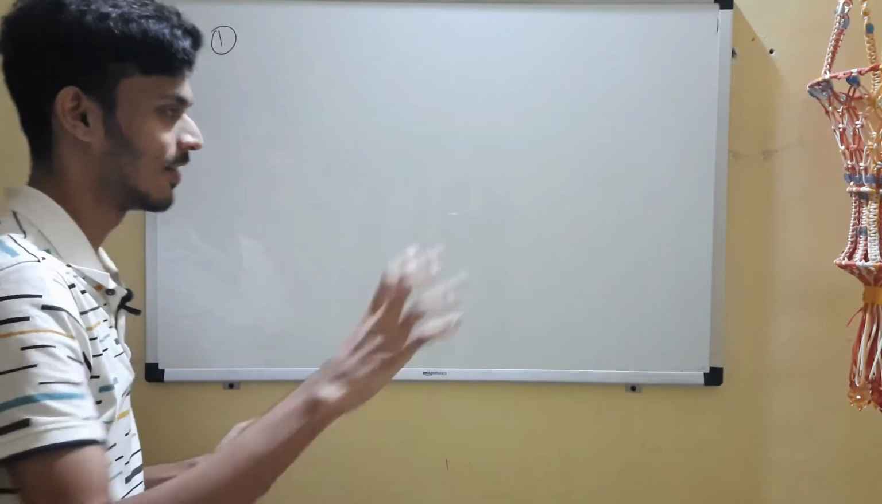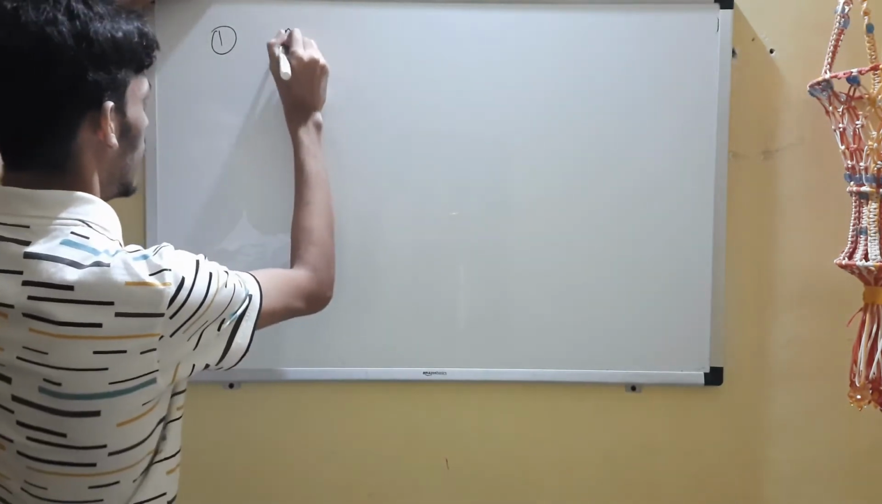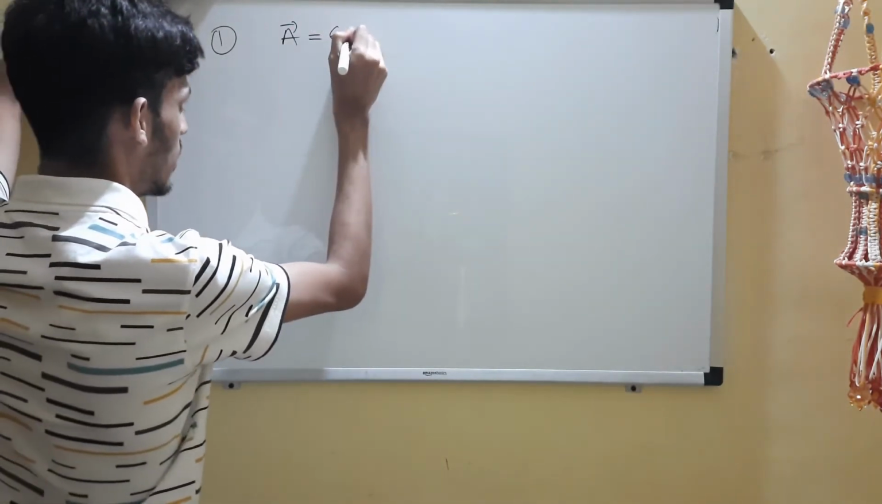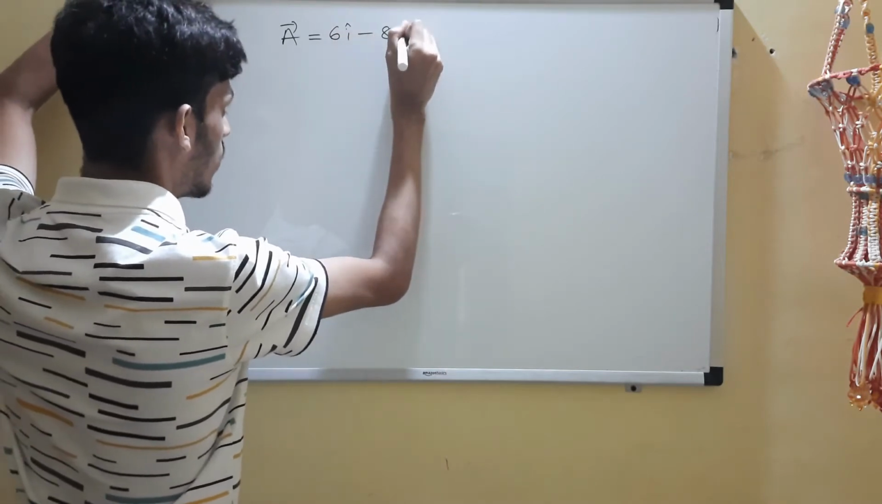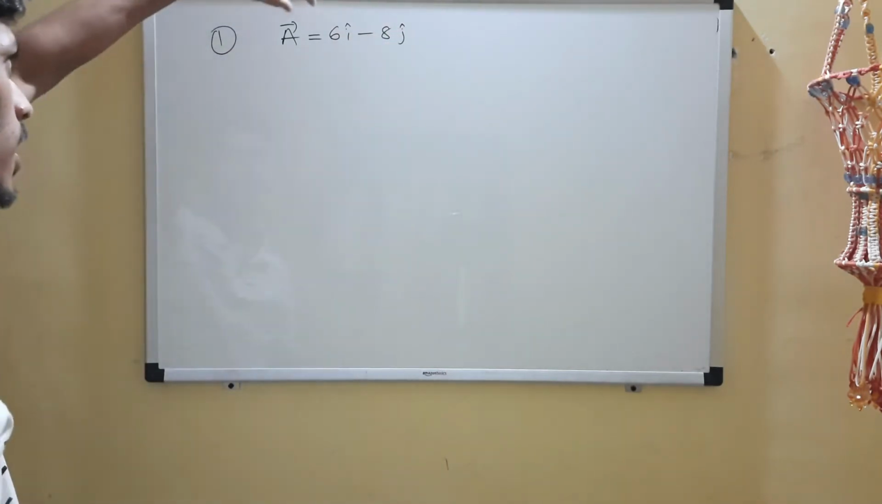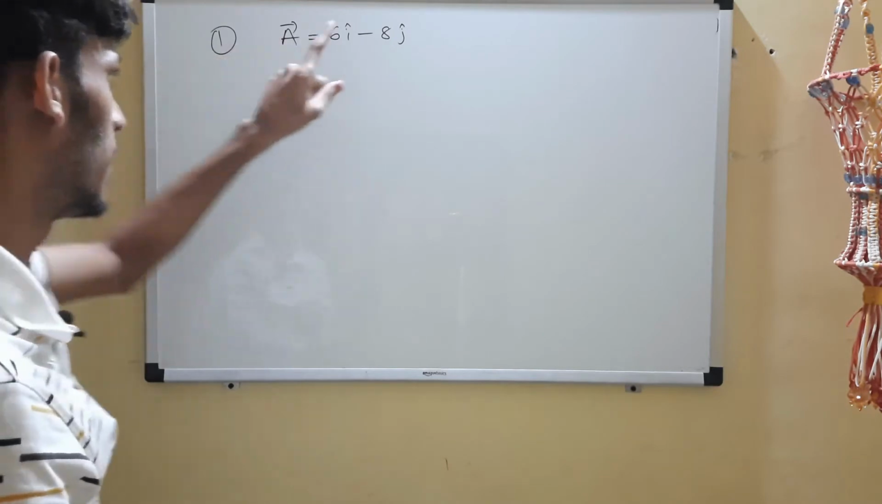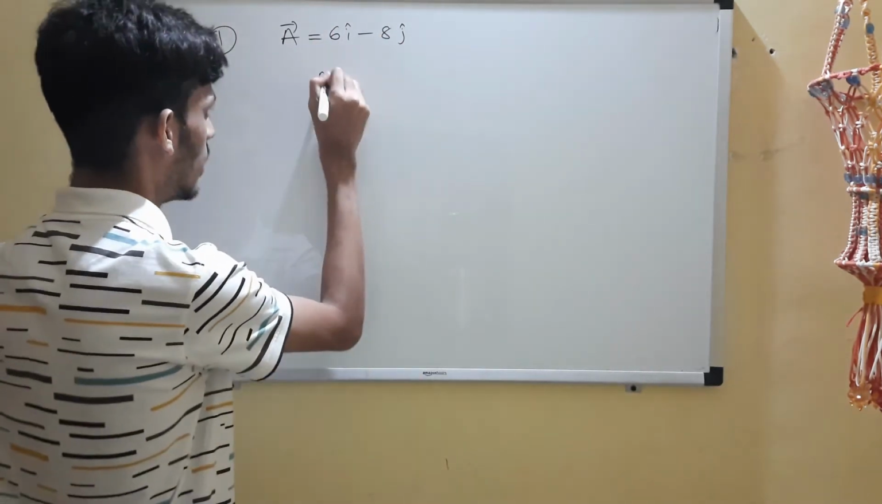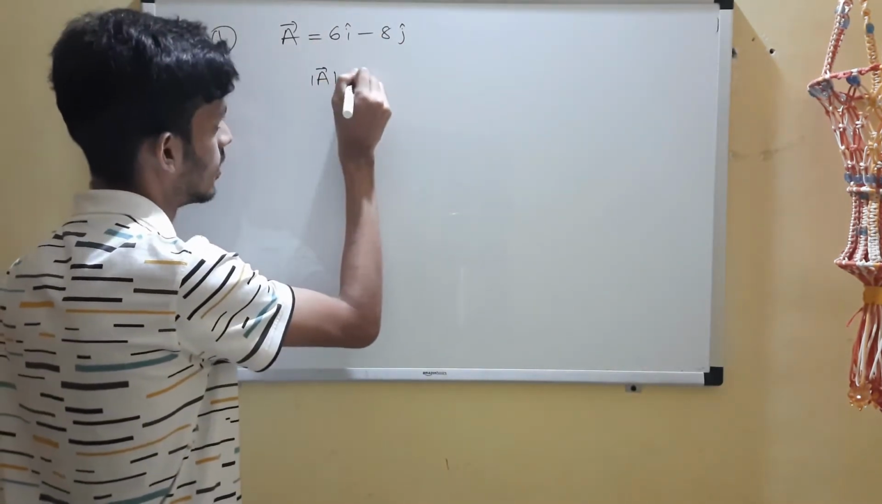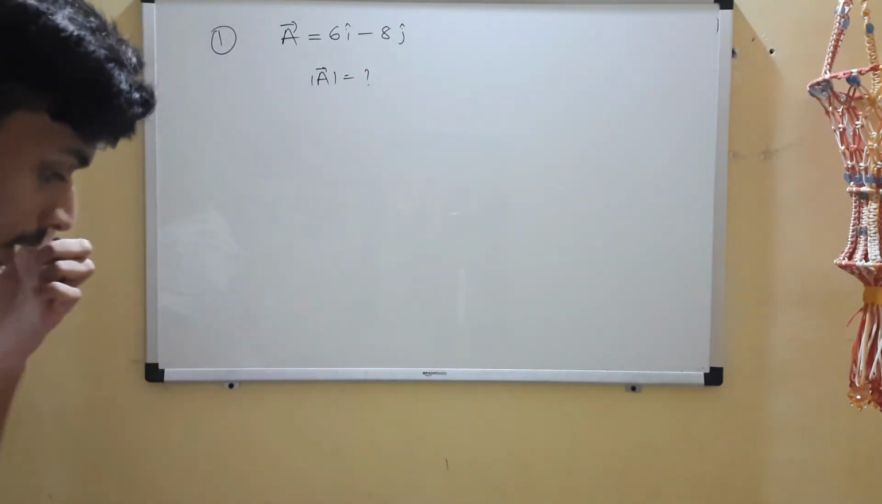Although a topic on resolving a vector into its trigonometric components is remaining, it's very interesting. We'll come to that. Just before that, let's test our knowledge by practicing some problems. A vector is given in component form: A bar is equal to 6i cap minus 8j cap. Find the magnitude of A. This is very easy, you can do it within seconds.